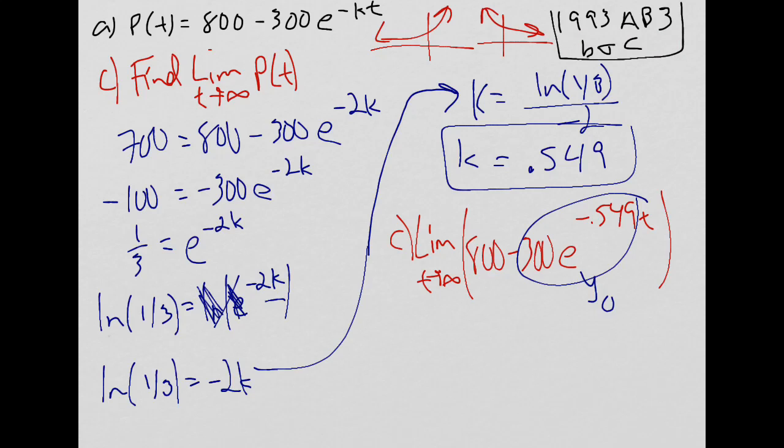So you don't have to explain that. If you know that that's true, you can just say, all right, well, that thing goes to 0, so boom, this limit is equal to 800. And that is our final answer for C.